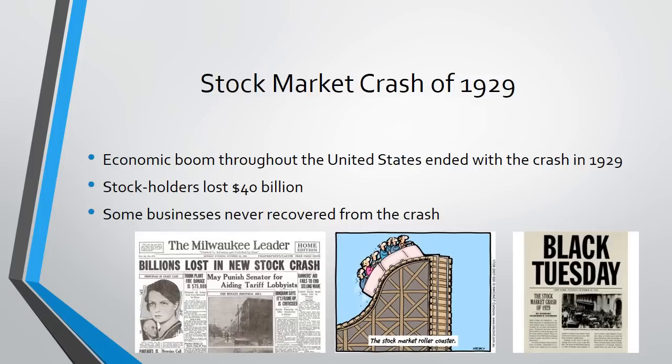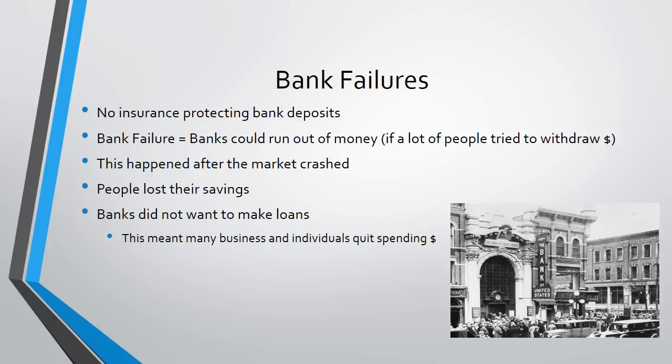Some of the economic factors that led to the depression were bank failures, reduction of purchasing, and overproduction of agricultural products. During the 1920s and 1930s, there was no insurance protecting bank deposits. If enough of the bank's customers tried to withdraw their money, the bank would eventually run out. This was called a bank failure. After the stock market crash, this actually happened, and many banks failed in the early 1930s. In turn, many people lost their life savings. Those banks that managed to stay in business were hesitant about making loans, thus slowing down the purchasing power of big business and the individual buyer.